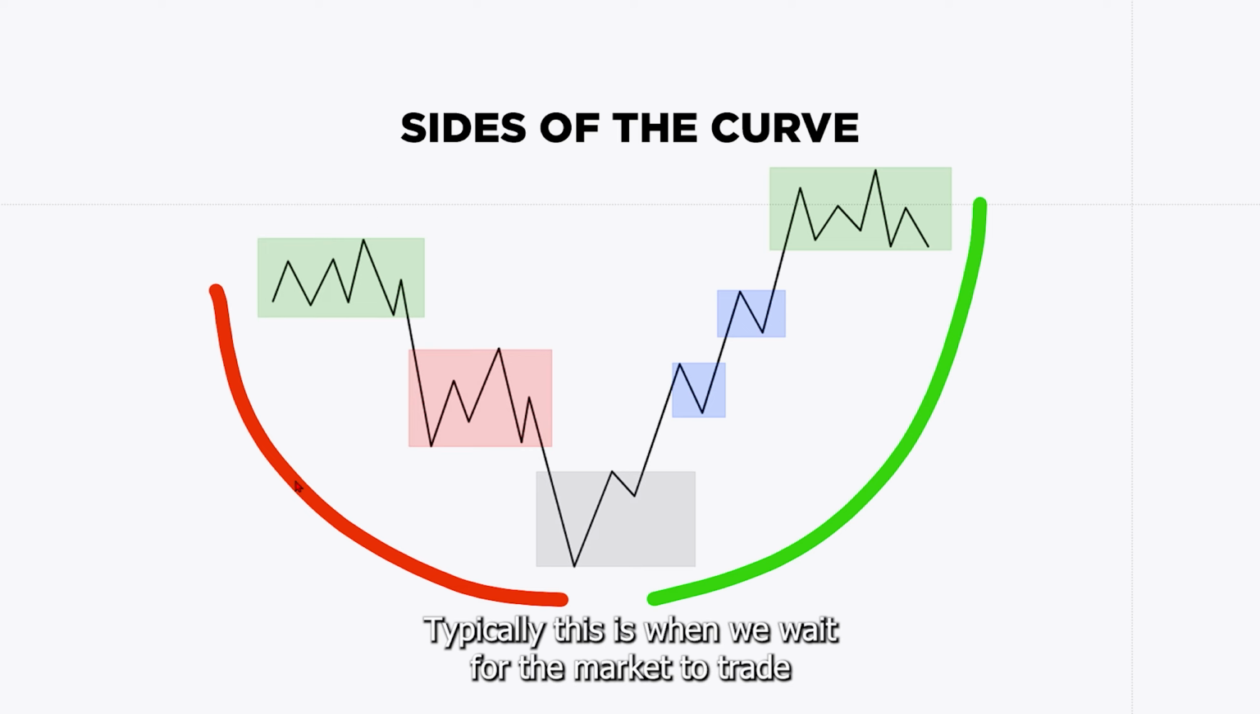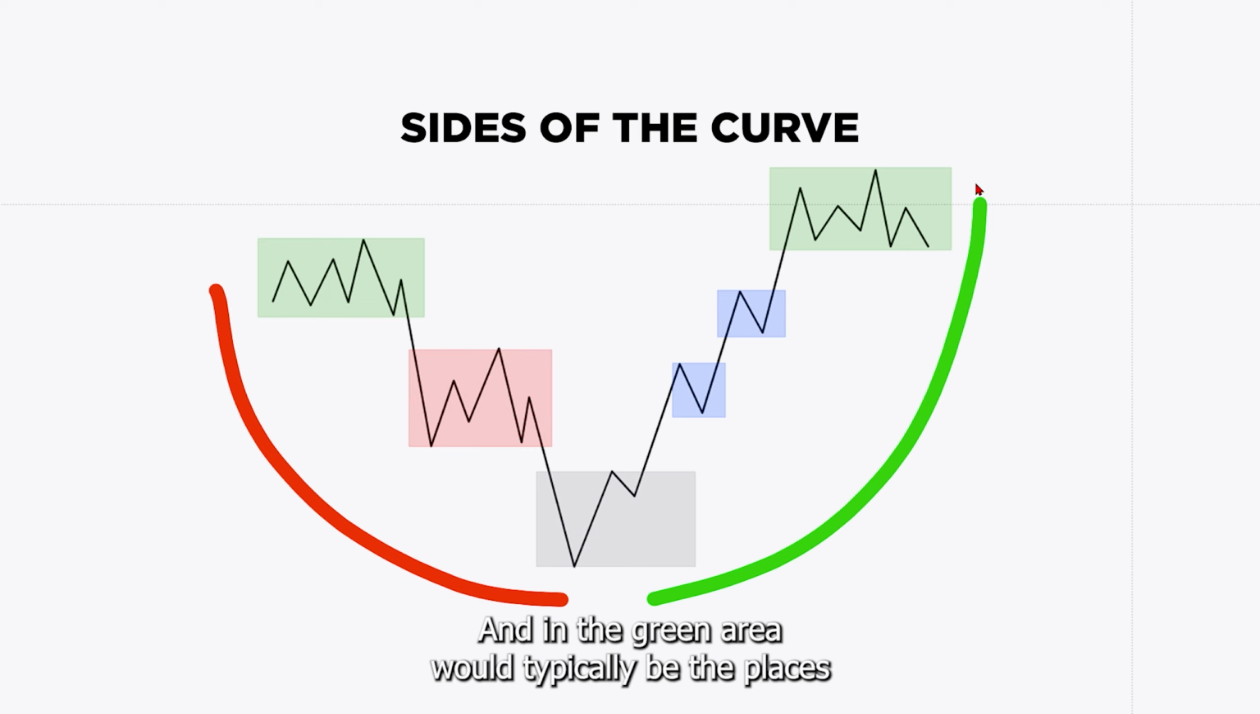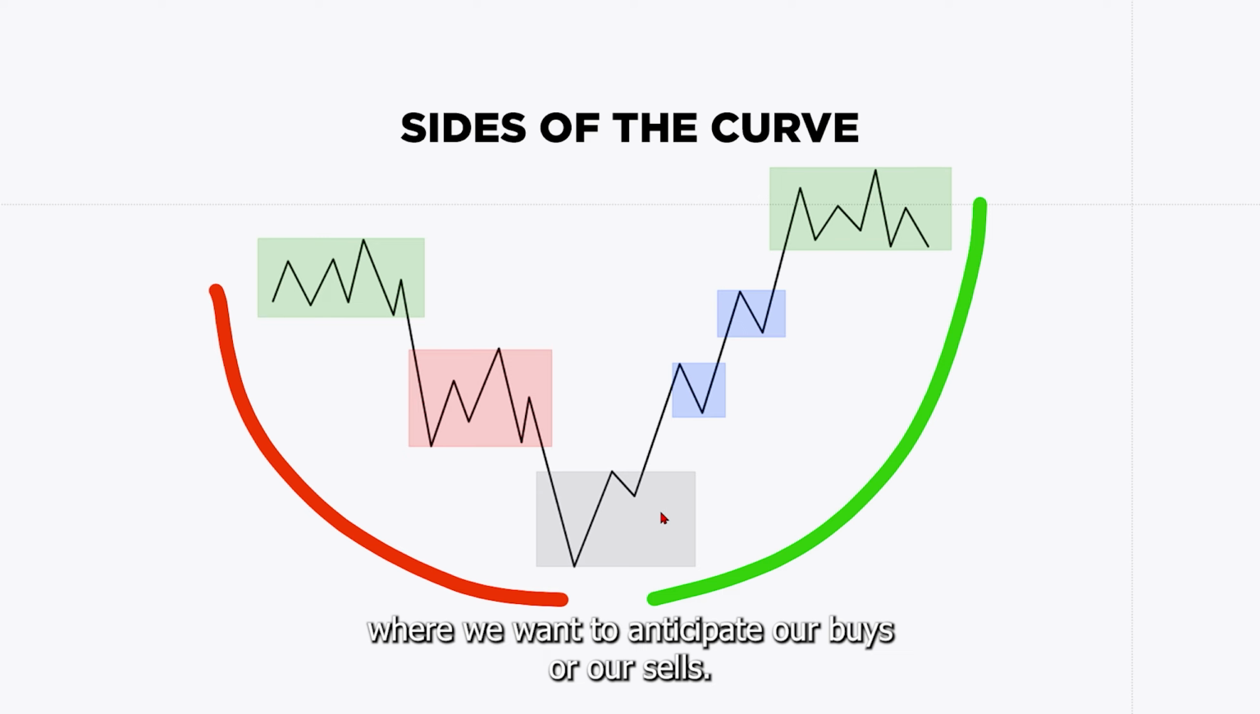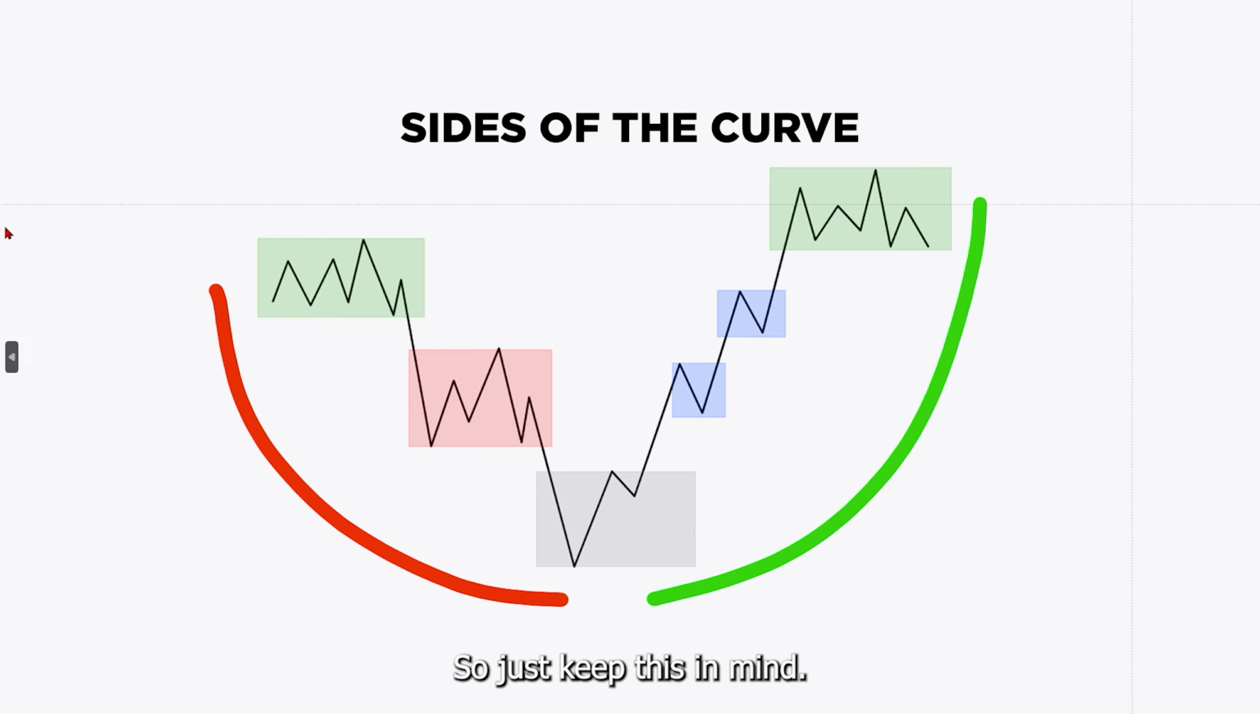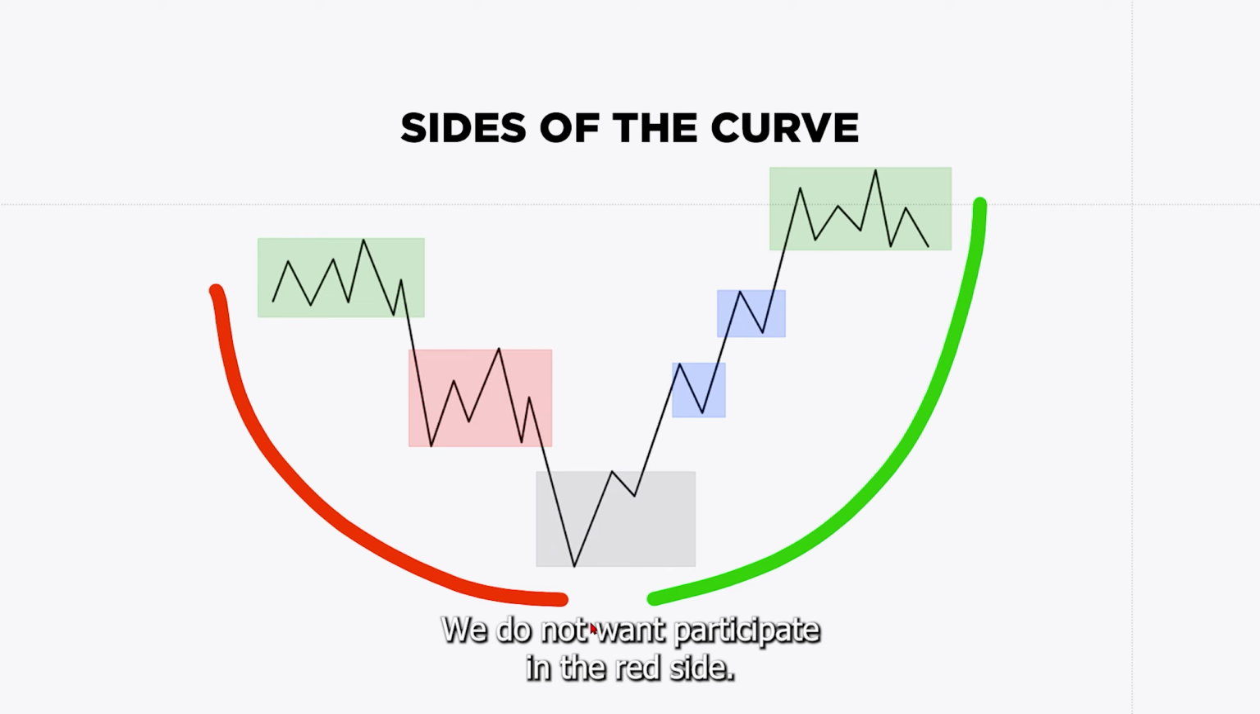Typically this is when we wait for the market to trade back into the POI or the PD array that we want to see, and then the green area would typically be the places where we want to anticipate our buys or our sells. So just keep this in mind. This is going to be the size of the curve. We do not want to participate in the red side.